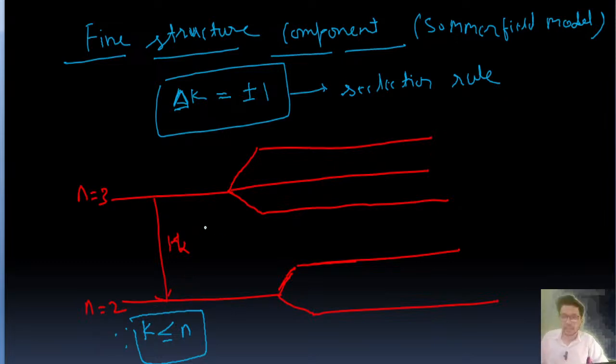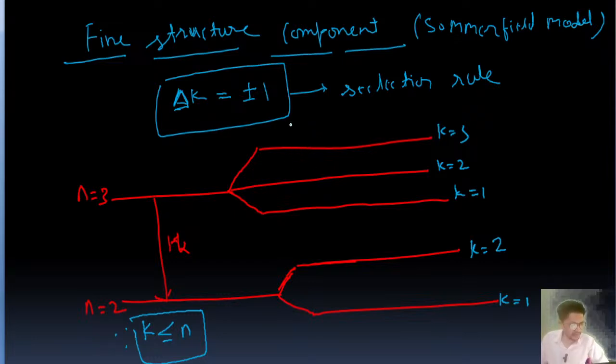So this is the H alpha line, right? So in fine structure, it has three components. So this is going to be k equal to 1, k equal to 2, and k equal to 3, in the Sommerfeld model. So this is fine structure. The selection rule is delta k plus minus 1, right?